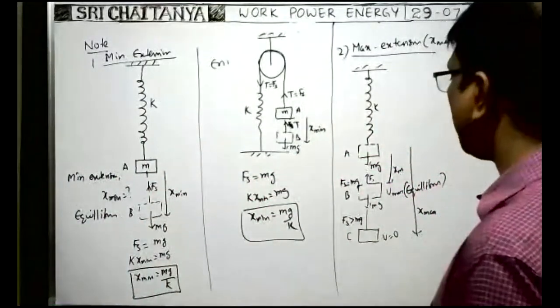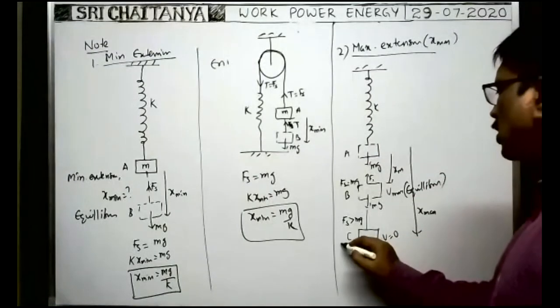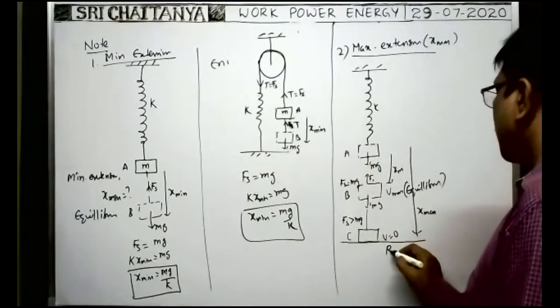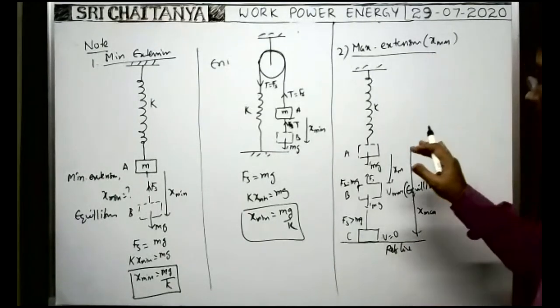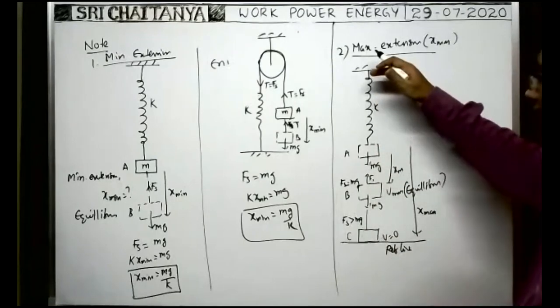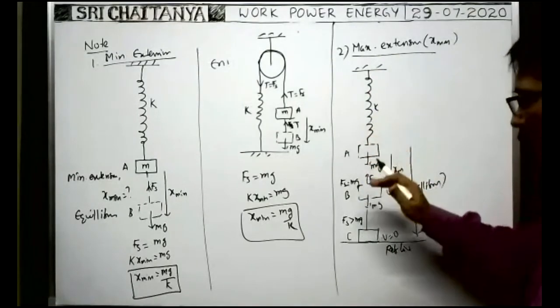Here, this is the lowest point now. It is the lowest point of the block. That's why you take this as the reference line. Here, work is done by the gravity and work is done by the spring force. Work is done by the gravity.